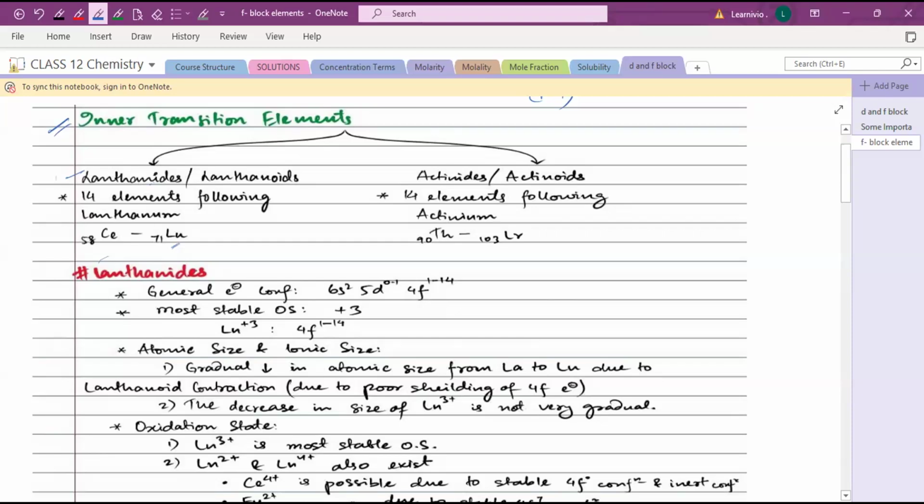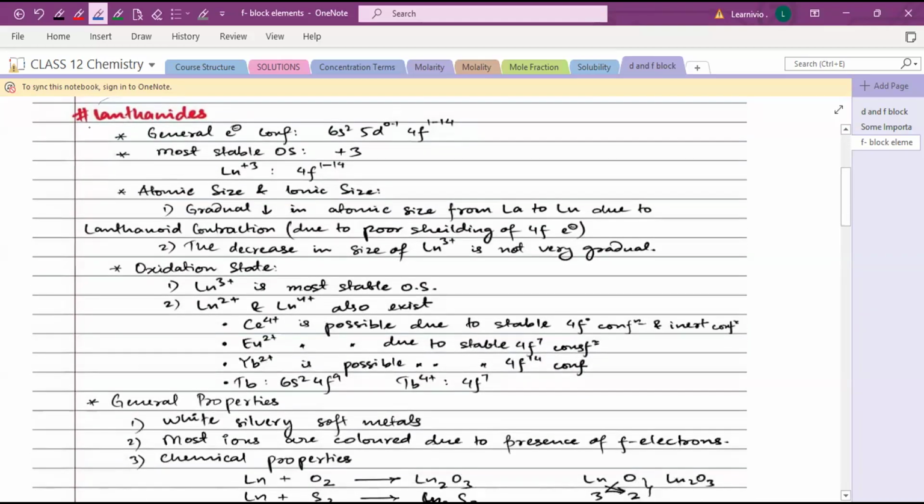This is the lanthanoids. Now, what about the actinoids? Actinoids are again 14 elements following actinium, which start from thorium and end at lawrencium. This Lr is lawrencium. These are the two transition series, lanthanoids and actinoids.